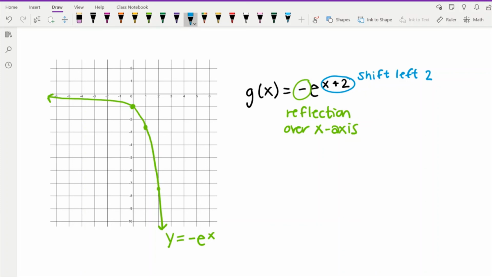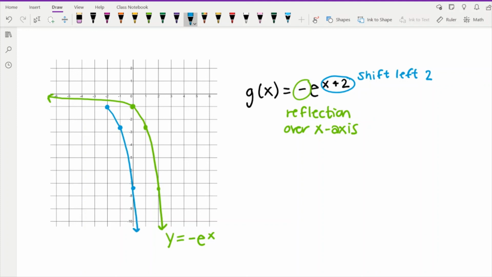So this point that was originally our y-intercept is now going to be here. The point that was at (1, -e) is now going to be at (-1, -e), just moving that over by 2. And then the point that was at (2, -e squared) will now be at (0, -e squared), so about -7.4. And so the graph is going to look like this on the right side of it.